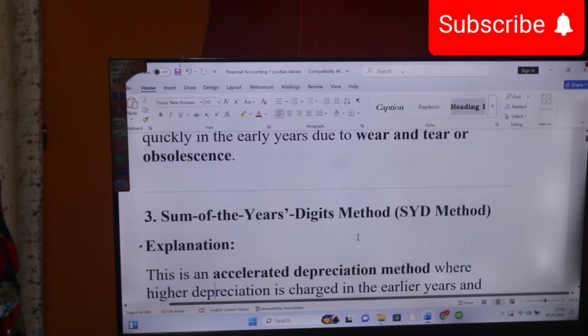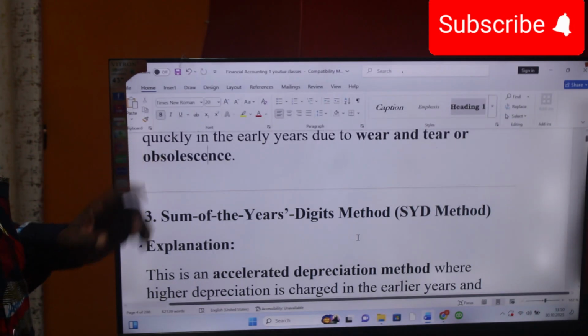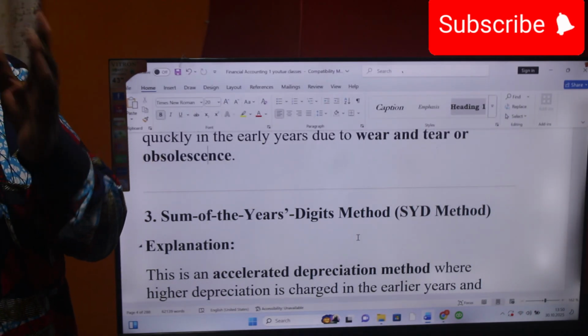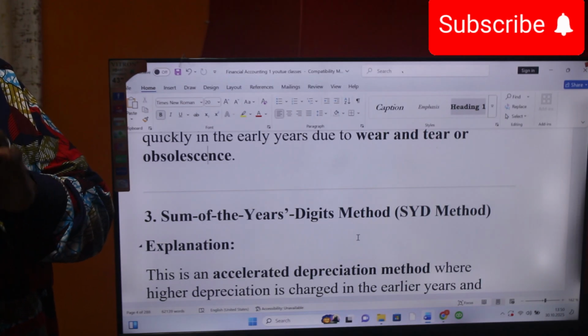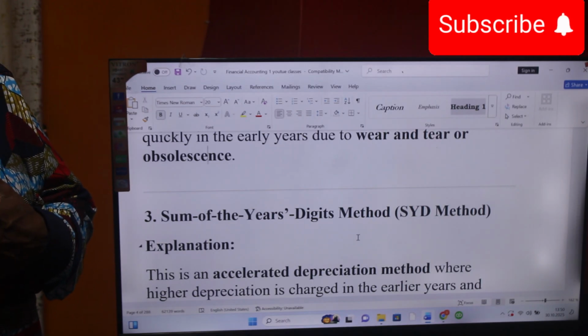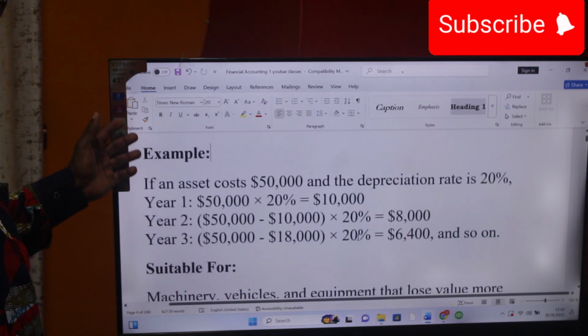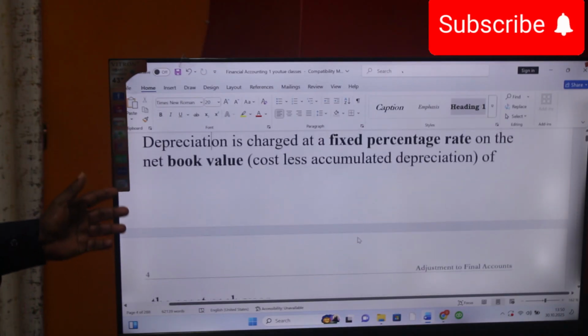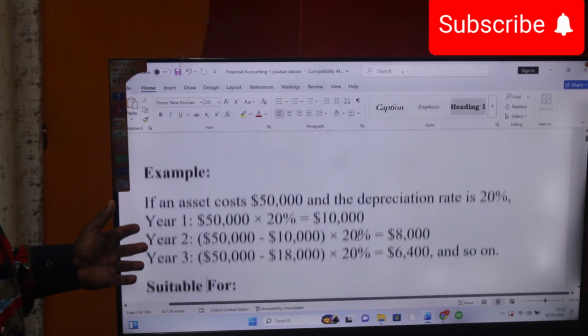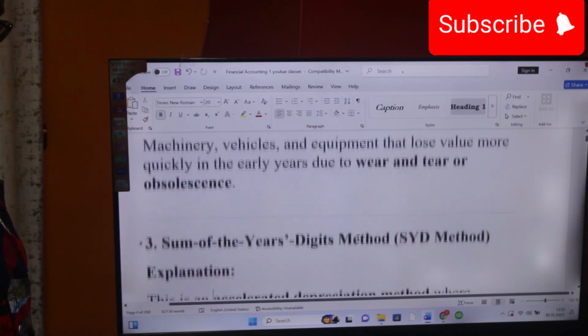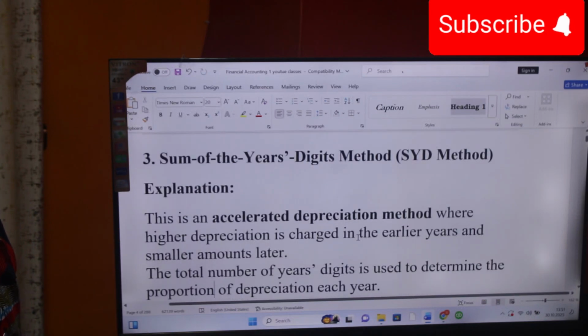Number three, sum of digits. The most applicable, for students doing ATD1 and quite a bit of ATD2, are the straight line method and the reduced balance method, which are the most frequently tested areas. But you will find the CPA students being asked about the other methods. It's good to learn them.